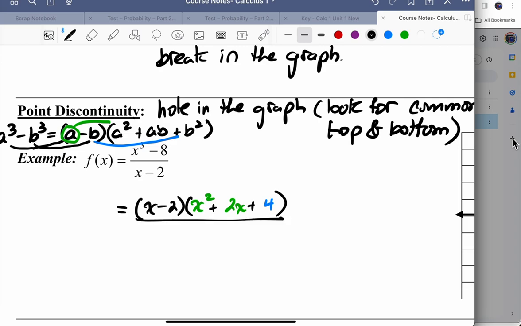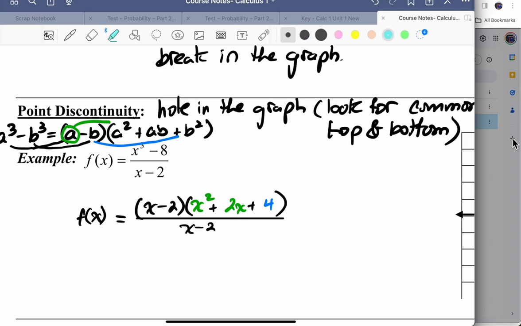So then on the bottom, we have our x minus 2. So that's my f of x function in factored form. But I do have that common factor that could cancel out. The thing is, the original form of the function and the function after you've canceled the common factor, they're not directly equivalent to one another, right?